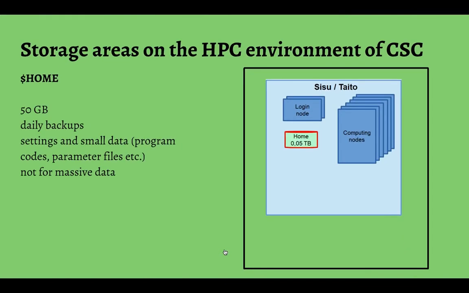When you get a CSC user account, you will get a few personal directories in this computing environment, which is linked to both Sisu and Taito computers. First of all, you will get the home directory. The home directory is rather small. It's actually just supporting your user account and use of the environment. It's intended for storing small settings and parameter files which you need to have there, or which you want to preserve all the time, but not for any big data. So 50 gigabytes is rather small.